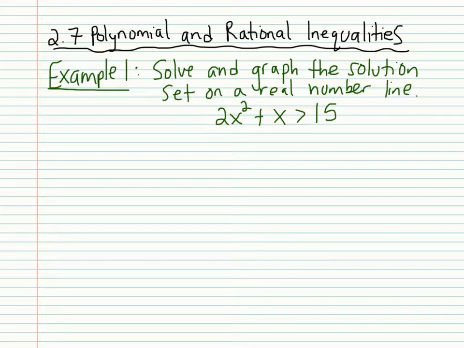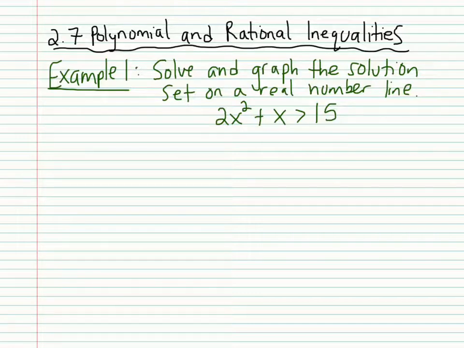Hey class, so we are going to be talking about lesson 2.7, polynomial and rational inequalities. And our first example here asks us to solve and graph the solution set on a real number line. We're given the polynomial 2x squared plus x is greater than 15. So we're going to walk through this step by step.